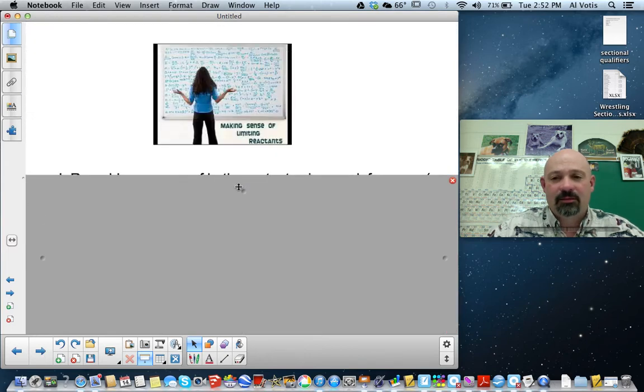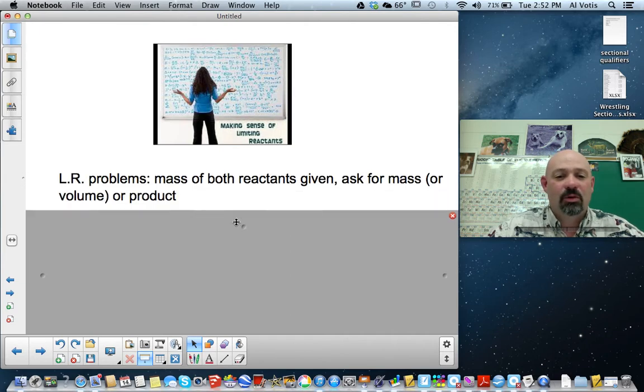So we're going to make sense of limiting reactants here a little bit. We don't want to be confused. We want to be able to figure out what's going on. So basically, as we look at a limiting reactant problem, we're going to be able to tell it's a limiting reactant problem because we're going to be given the mass of both reactants. They're going to tell us this is the mass of the first reactant, this is the mass of the second reactant, and we're going to be looking for a mass or maybe a volume or moles of the product or one of our products. So that's your tip-off.